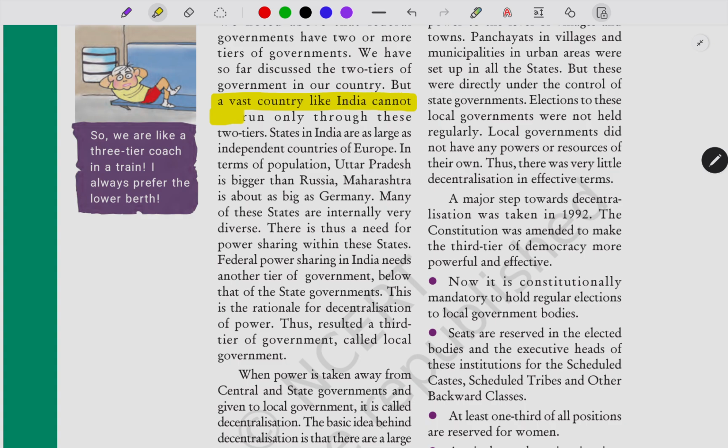A vast country like India cannot be run only through these two tiers of government. States in India are as large as independent countries of Europe. In terms of population, Uttar Pradesh is bigger than Russia, Maharashtra is about as big as Germany. Many of these states are internally very diverse. There is thus a need for power sharing within these states. Federal power sharing in India needs another tier of government below that of the state governments. This is the rationale for decentralization of power. Thus resulted a third tier of government called local government.